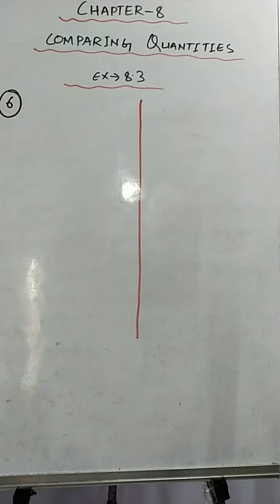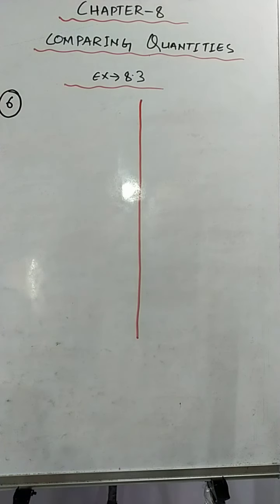Hello students, now in this session I will explain question number 6 and 7 of exercise 8.3, chapter 8, comparing quantities. So let me read out question number 6. Arif took a loan of rupees 80,000 from a bank. If the rate of interest is 10% per annum, find the difference in amount he would be paying after 1.5 years if his interest is compounded annually and compounded half yearly.